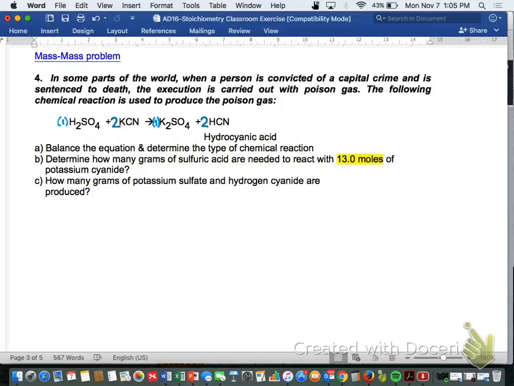Now, we have 13 moles of potassium cyanide. That is this one. And they are asking you for grams of the other 3 substances. How many grams of sulfuric acid? Grams of sulfuric acid are needed. And then how many grams of the 2 products are produced?